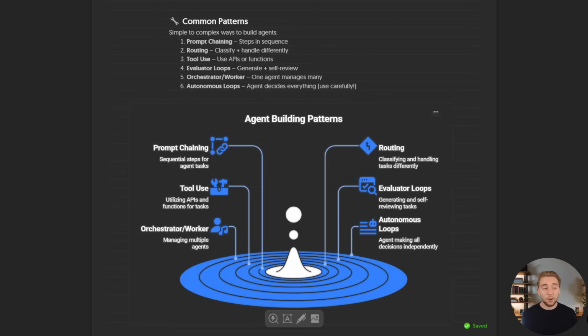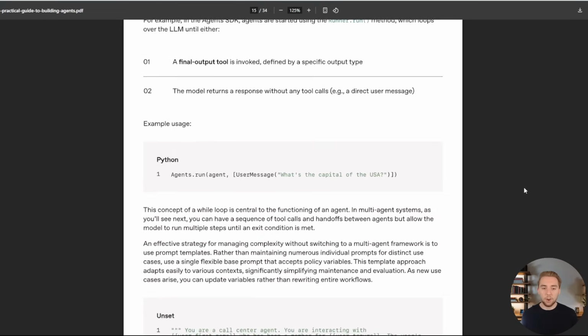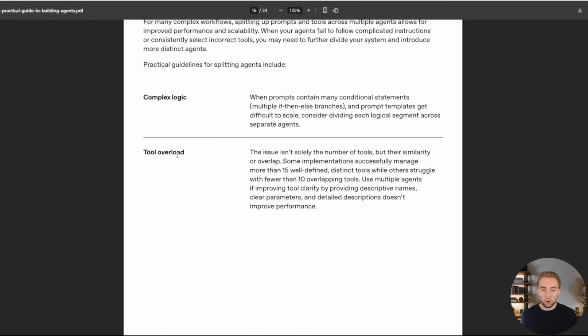And then a special note here from the OpenAI guide. They talk about building a single agent system versus multi-agent. And typically what it comes down to is you want to use a single agent system as much as possible because it is the simplest, but then you'll start to run into issues like tool overload, where there's just so much given to one agent.